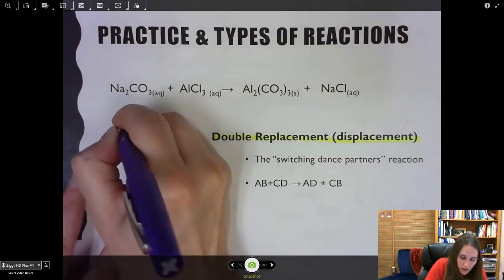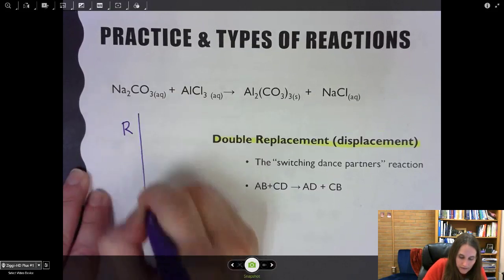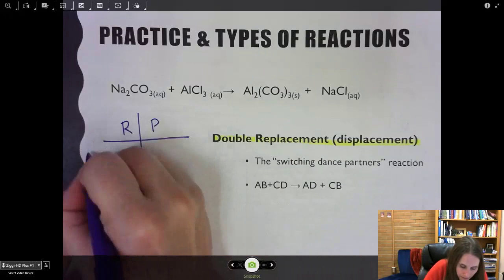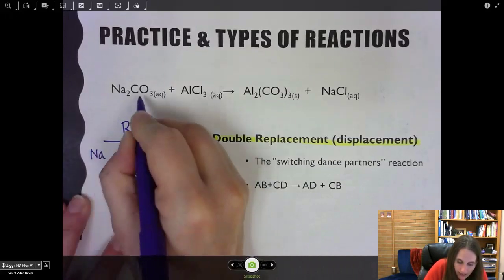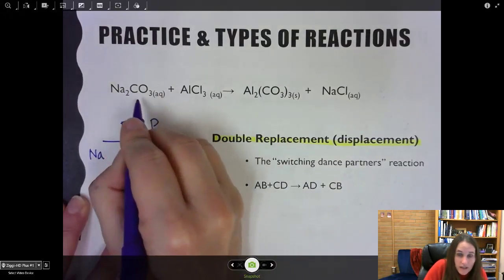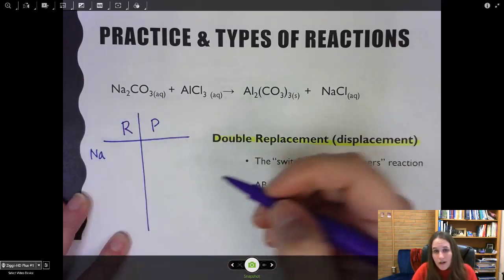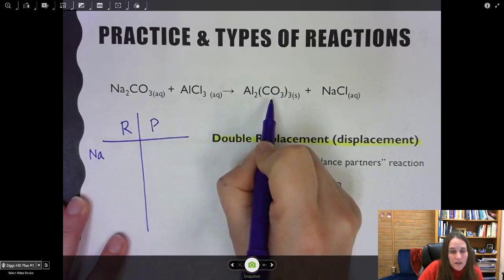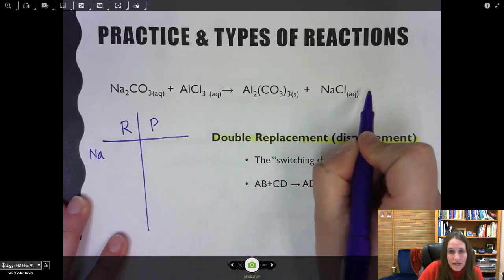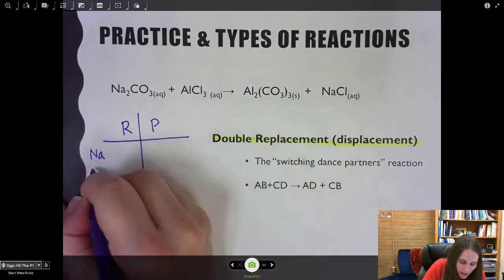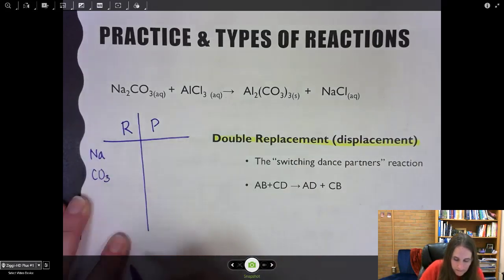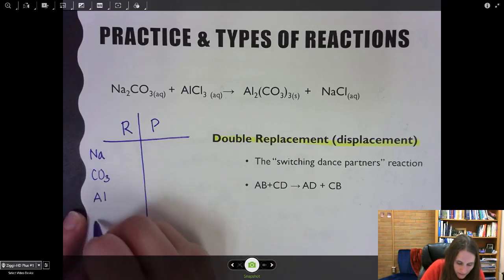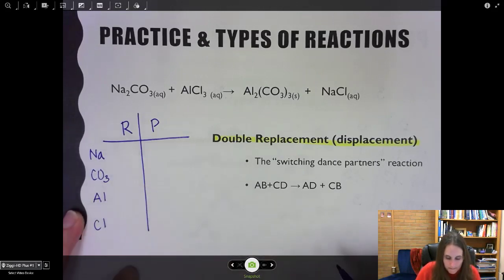So let's solve this with a table. Again, you do not have to. This is just one particular method I want to show you. I have sodiums to keep track of. And carbonate is a polyatomic ion, and I know that because I study my polyatomic flashcards every day. I see that I have it on my product side as well, and that it didn't break up into any other products. So I'm going to keep track of it as a carbonate. I also have aluminum, and I have chloride or chlorine.